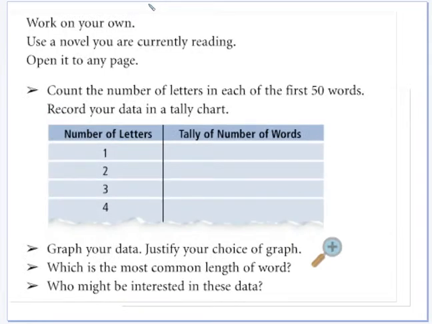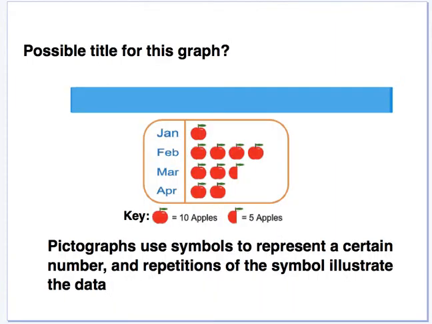And one thing you can do is, let's say you're counting the number of letters in each of the first 50 words in a book that you're reading. You can do it in a tally chart. You're going to see a lot of these. And this kind of information for most people wouldn't be very practical, but let's say you're really big into puzzles or cryptograms, and this actually really helps quite a bit.